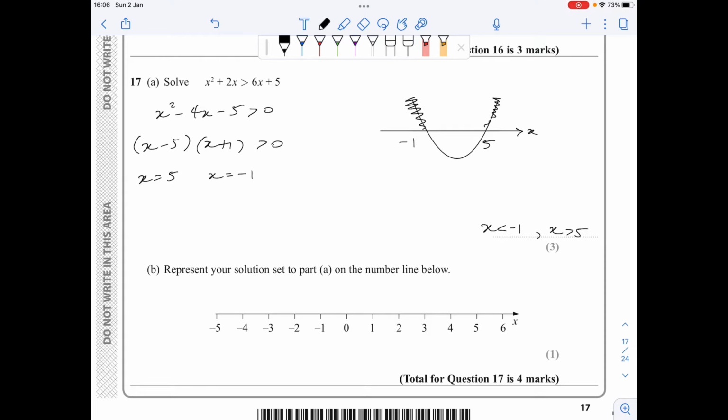And in part B, I need to show this on a number line. So I've got minus 1. I've got 5. Open circles because this is a strict inequality, and I've got the region to the left of minus 1 or to the right of 5.